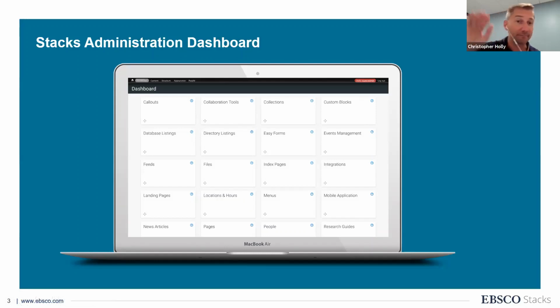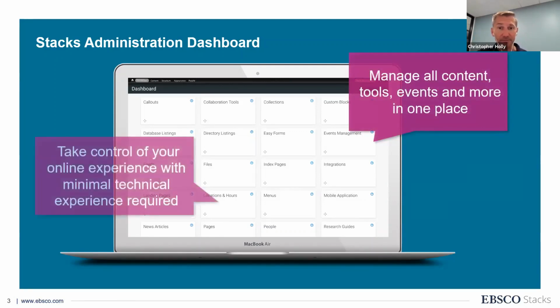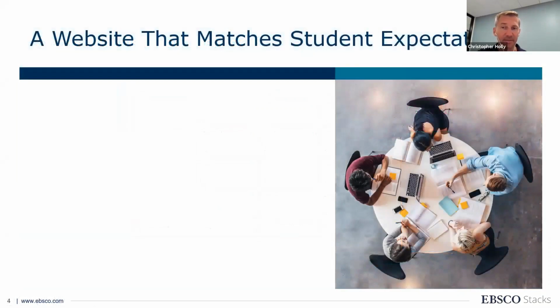I always say, if you can order something on Amazon, you can go through the menu options that are available in each one of these selections in order to set up Stacks. So you manage all your content, tools, and events in one place in this menu. In addition to that, you can take control of your online experience with minimal technical experience required. So like I said, if you can fill out an Amazon shopping cart, you can probably work through the menus that are available within Stacks on the staff side.